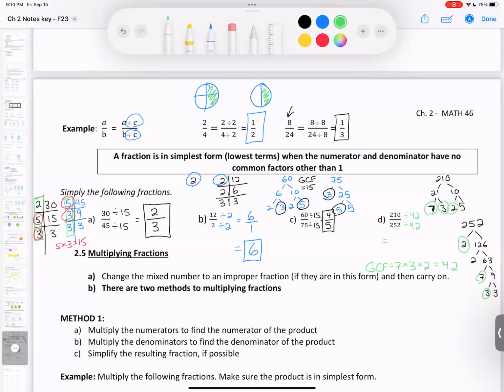And that's going to give me what? So 210 divided by 42 gives me 5. And 252 divided by 42 gives me 6. So this equivalent fraction, but in simplest form, is 5/6.